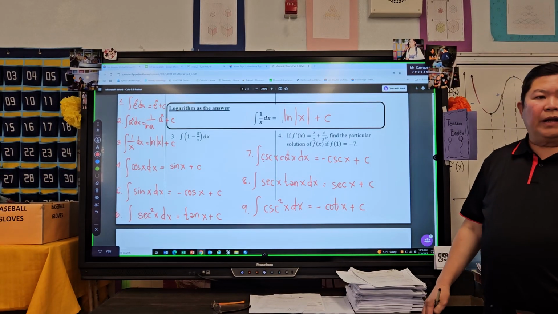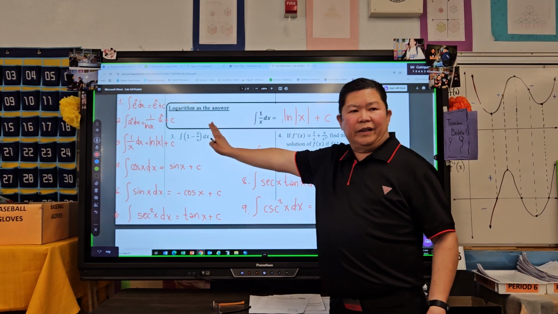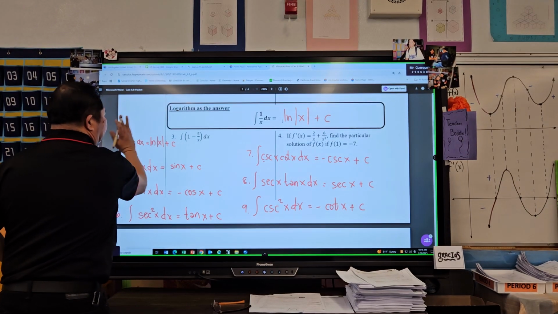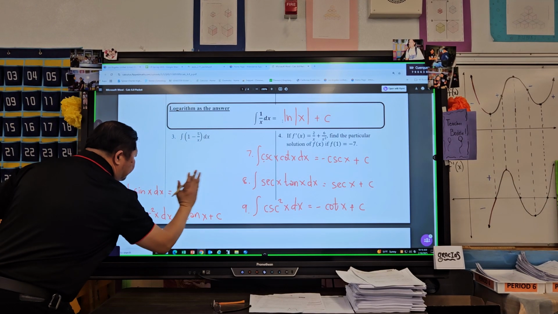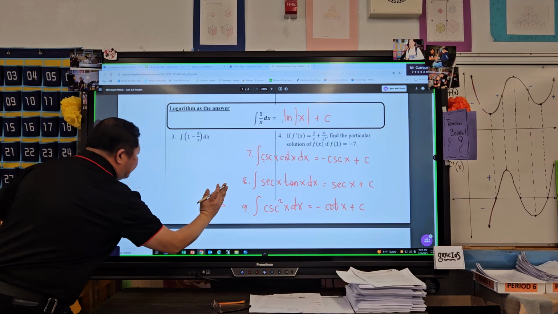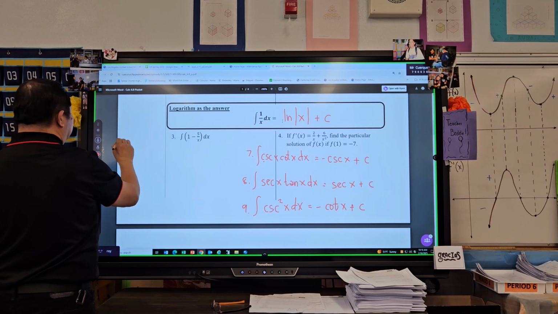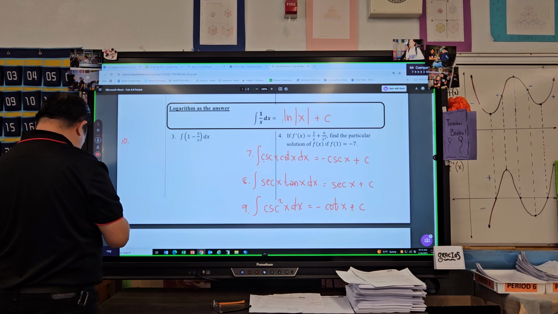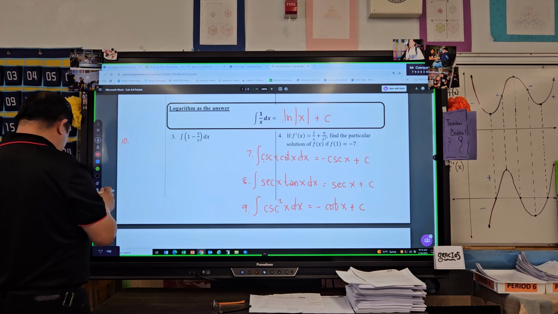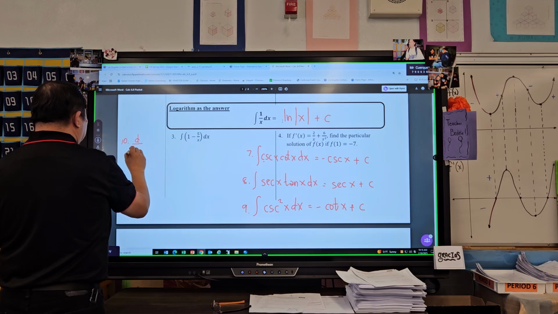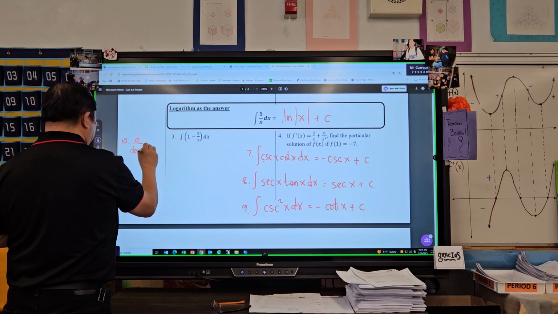Okay, can I erase this side so I can continue number 10? This one, it's alright. That looks fine.